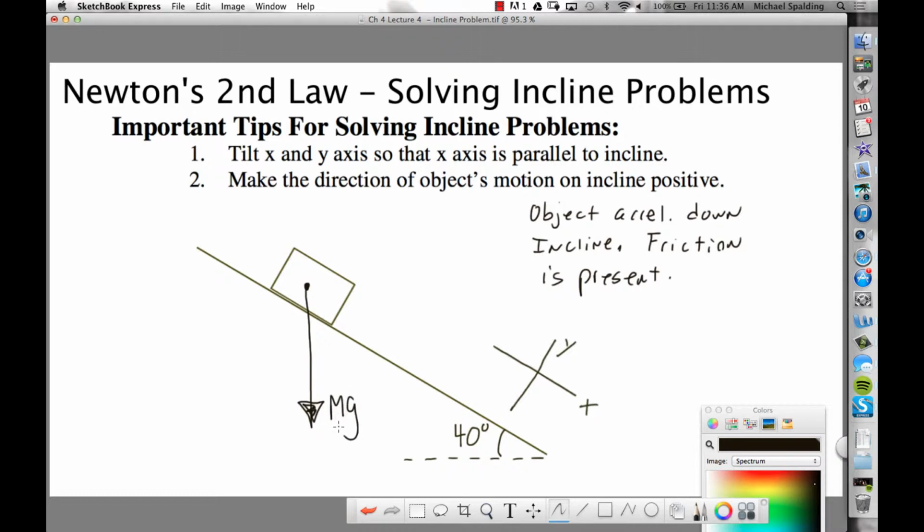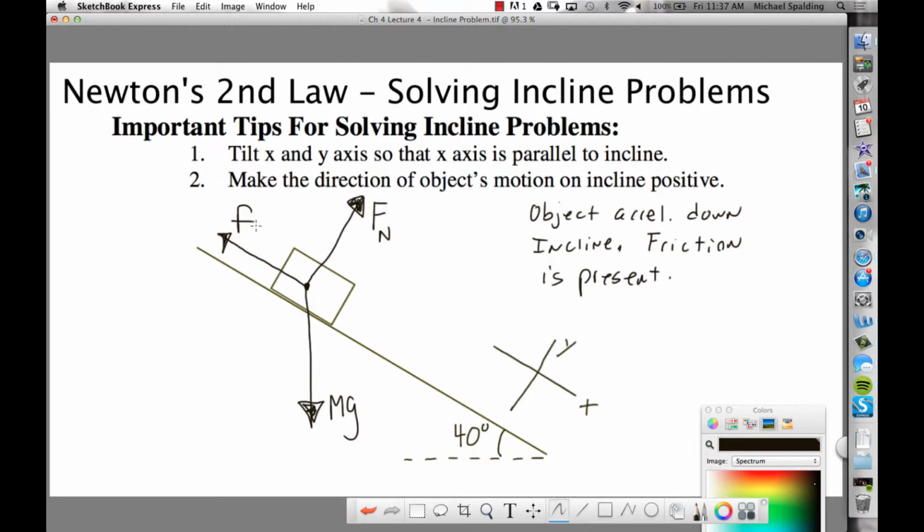That represents mg. Is this object on a surface? Yep. So there's a normal force. Normal force always points perpendicular to the surface. That's why we call it normal. Normal means perpendicular. And then lastly, if friction is present and the object is going down the incline, which way would friction be acting? Up the incline, because the thing we know about friction, it's always opposite motion parallel to the surface. So friction goes back like this if the object's going down the incline.